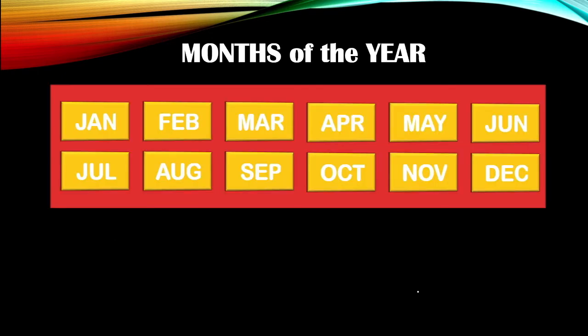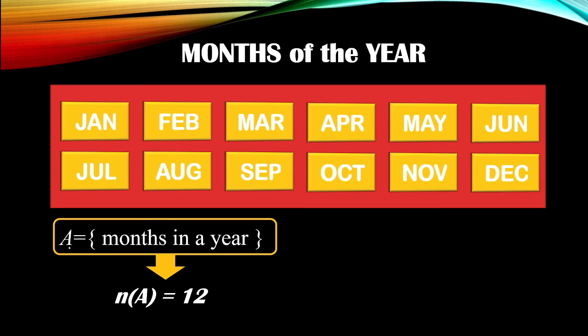Okay, let's go back to the months of the year. Set A has the elements of months in a year. So we are talking about the cardinality of a set. So pag sinabi natin cardinality, that means kung ilan yung elements ng isang set. So since set A, pinag-uusapan dito yung months in a year, there are 12 months in a year. Therefore, the cardinality of set A is 12.